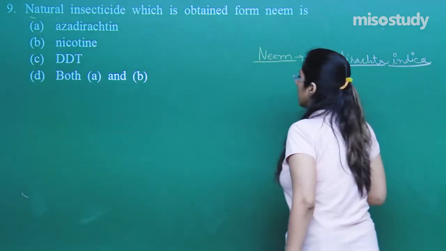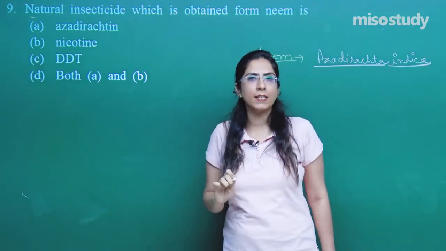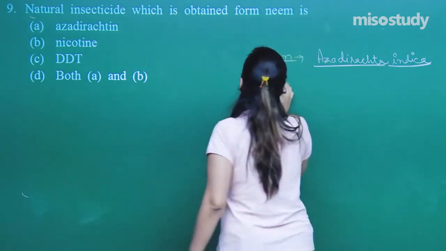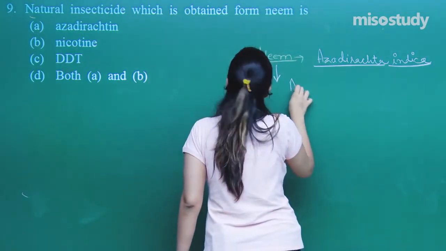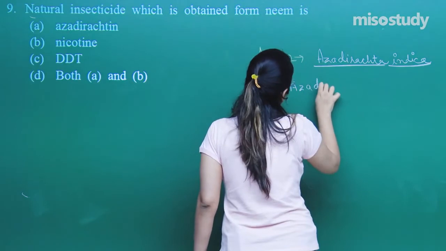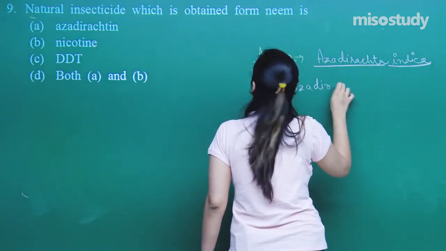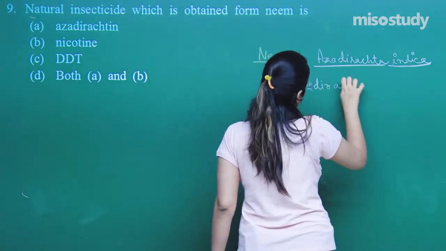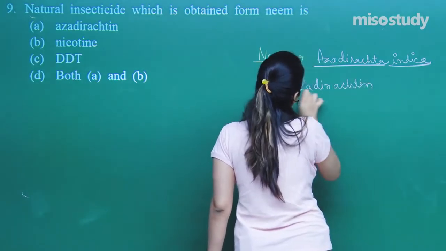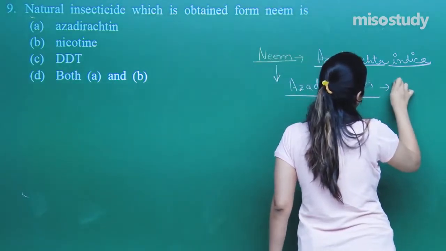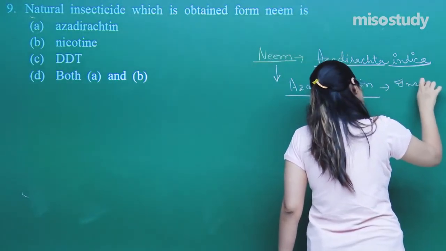Azadirachta indica, the neem. From the neem, the insecticide is prepared, and the name of that insecticide is azadirachtin. This is the insecticide which is produced from Azadirachta indica.